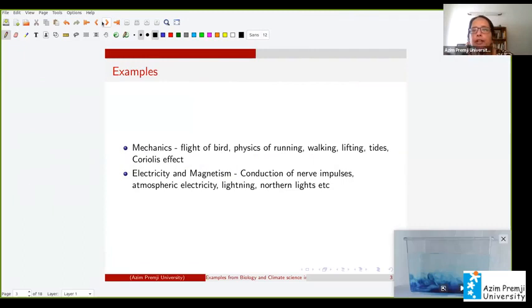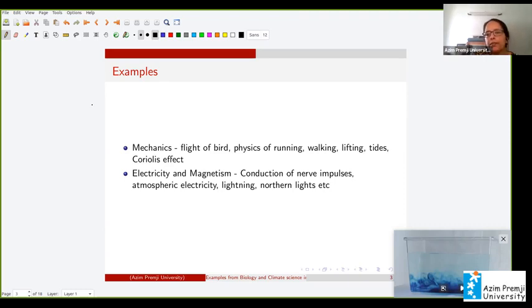Okay, so before I get into the focus of this talk, I'll talk very broadly about the kinds of examples one can use in mechanics and E&M. In mechanics, one could talk about the flight of birds, and the physics of running, walking, and lifting weights. And in climate science, we would be talking about tides, the tidal effect, the Coriolis effect, etc. These are just a short list of examples to give you some context.